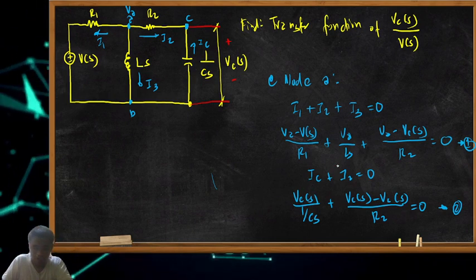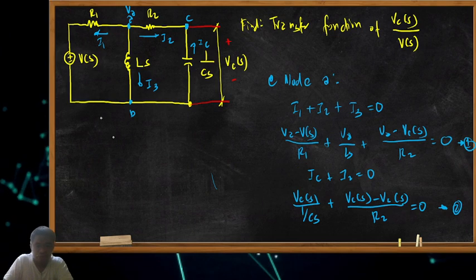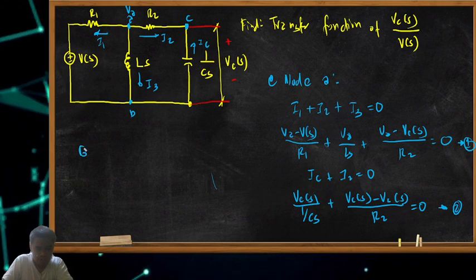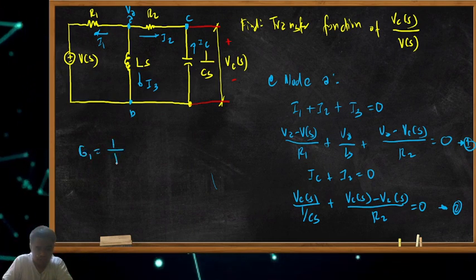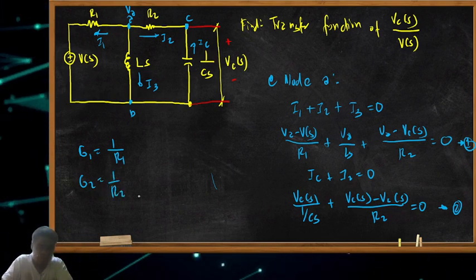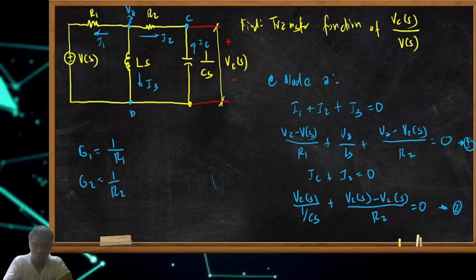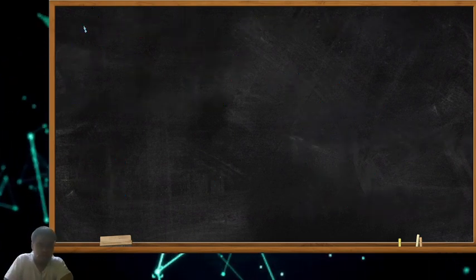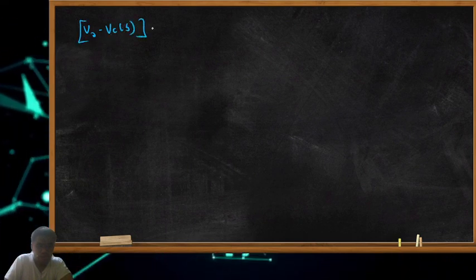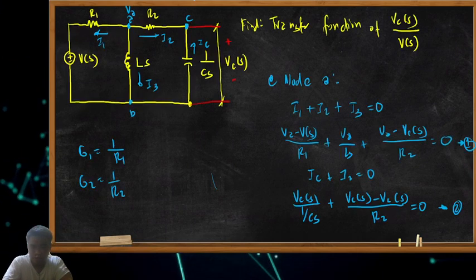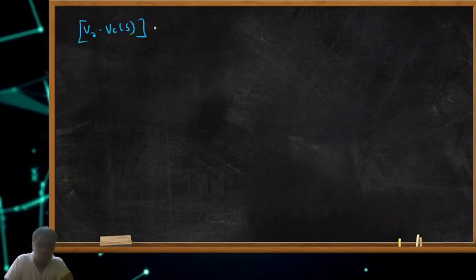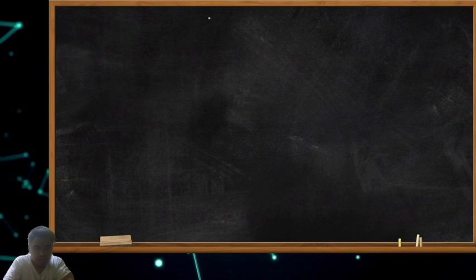Now we just simplify this first. So we assume G1, that is the conductance, which will be 1 over R1. Then G2 will be equal to 1 over R2. This is to simplify everything. So our equation 1 will now become VA minus V of S times G1, since that is 1 over R1.